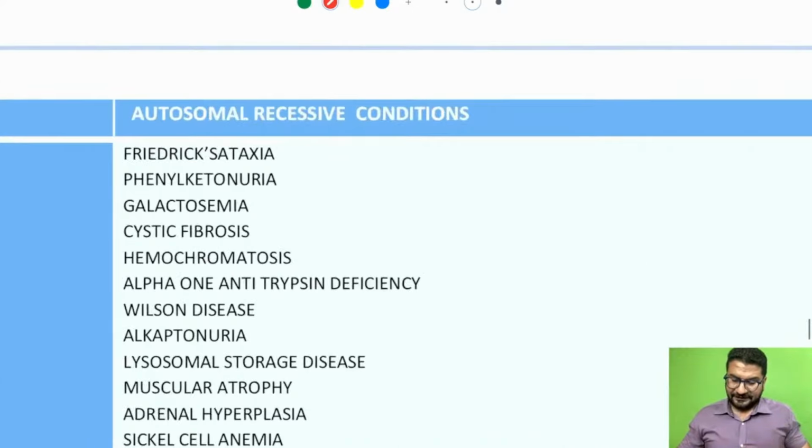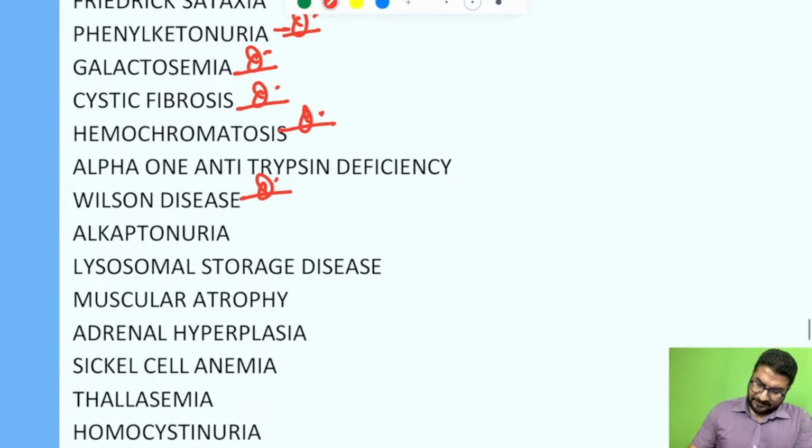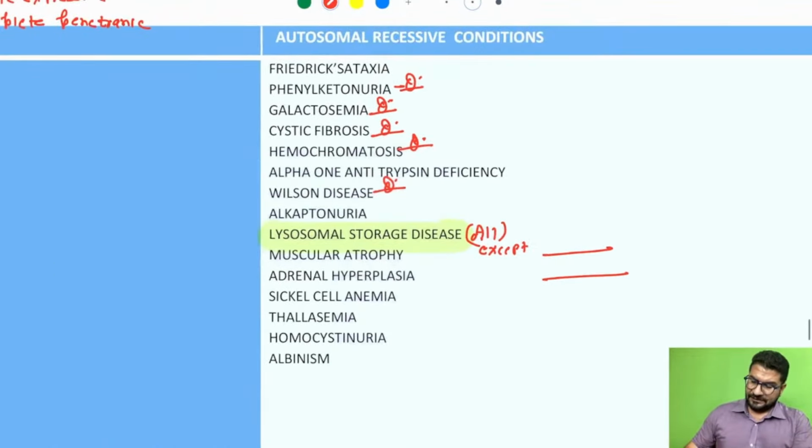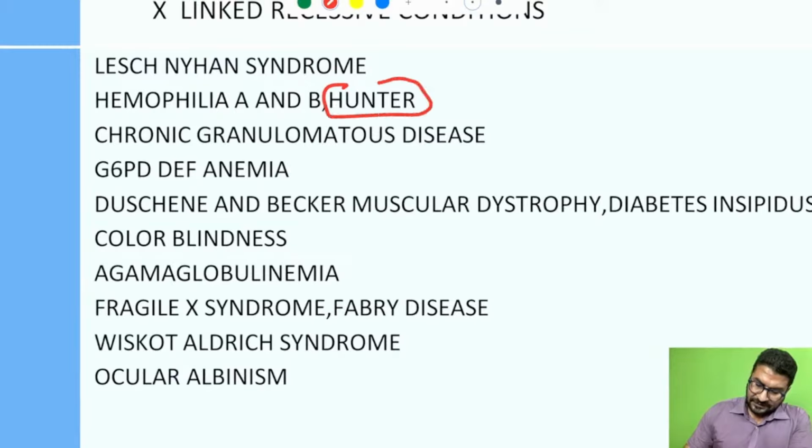Now coming to autosomal recessive. Phenylketonuria came in exam, galactosemia came in exam, cystic fibrosis आ चुका है, hemochromatosis भी आ चुका है, Wilson's came. Okay, now remember, all lysosomal storage disease, all are autosomal recessive except two. So what are these two? Just look at the screen. These two are here. तो ये दोनों यहाँ लिखिए. Which two? Except Hunter, right? So Hunter disease is something and Fabry.